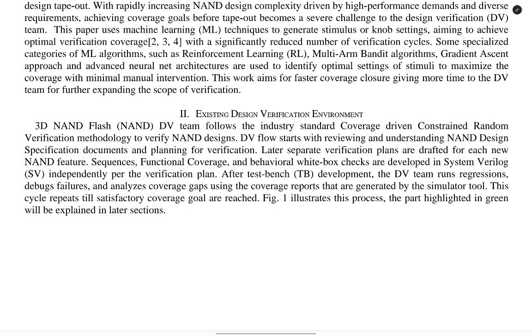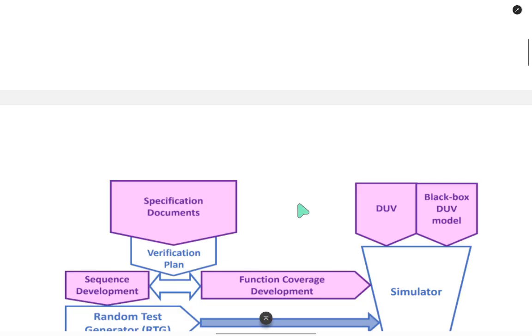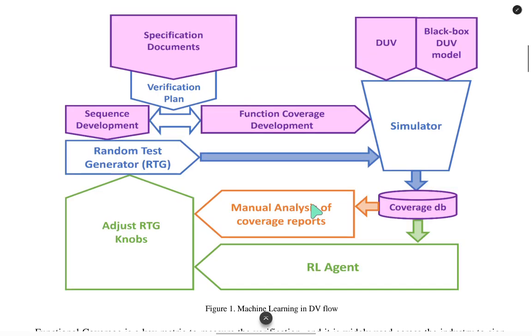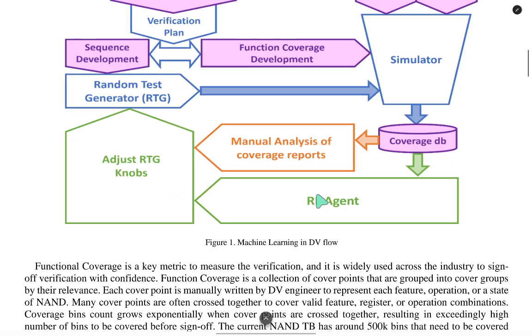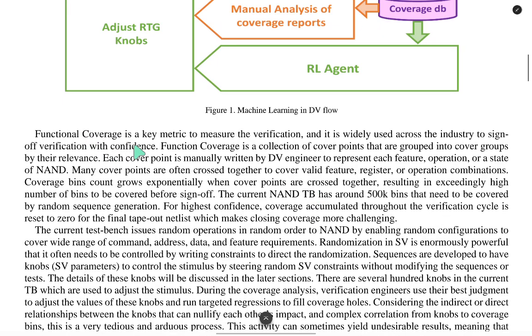Figure 1 illustrates this process. The part highlighted in green will be explained in a later section. Figure 1. Machine learning in DV flow. The functional coverage is a key metric to measure the verification and is widely used across the industry to sign off the verification with confidence.